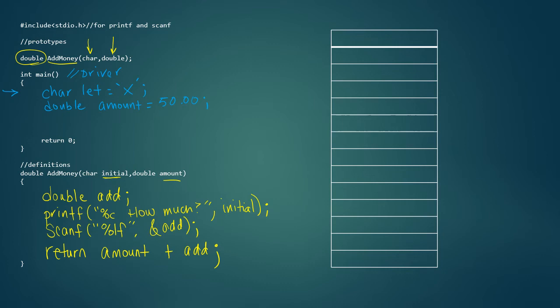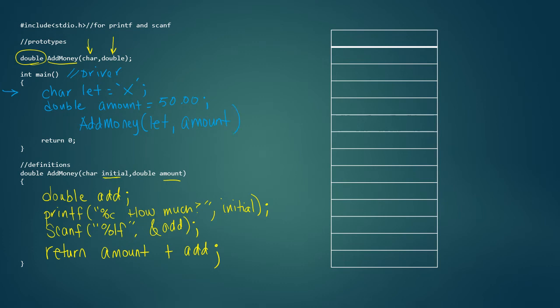So in order to test it, I need to make the function call to add money. So the add money function will be called, and I'm going to pass it the first argument, which has to match the first parameter, which is a character that has a value in it. So I will pass it let, and the second one must be a double that has a value in it. So I'm going to pass it amount.